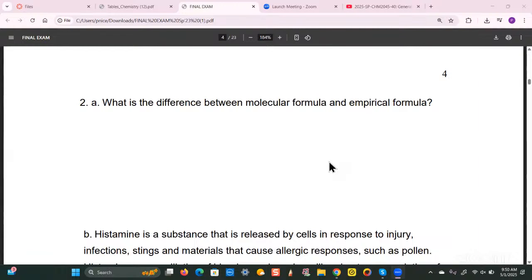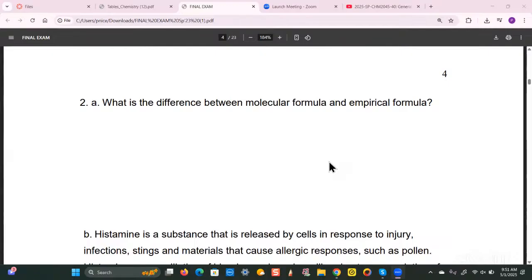This is the way I would express it. The molecular formula gives you the actual number of atoms of each element present per molecule, right? So that's it, as far as the molecular formula is concerned. Okay, so empirical formula gives you the simplest ratio of the atoms of the elements in the compound, while the molecular formula gives you the actual number of atoms of each element present per molecule of the compound, right?